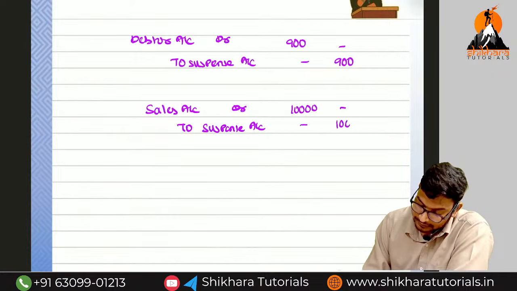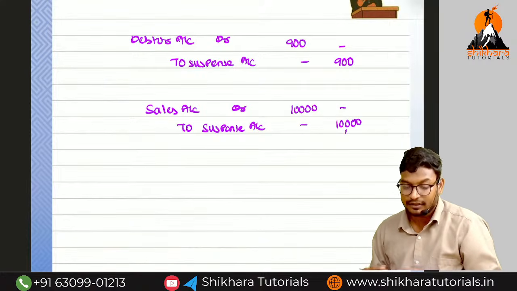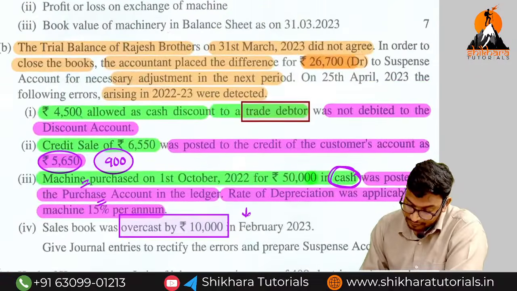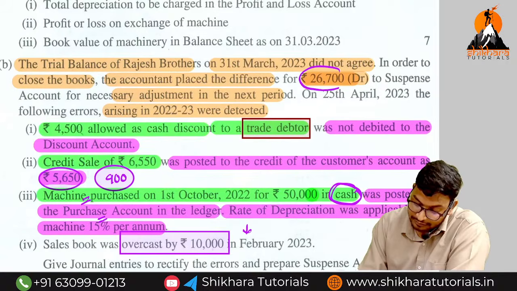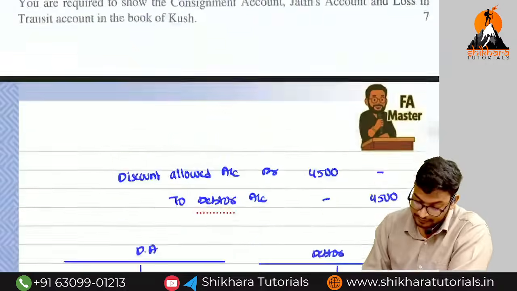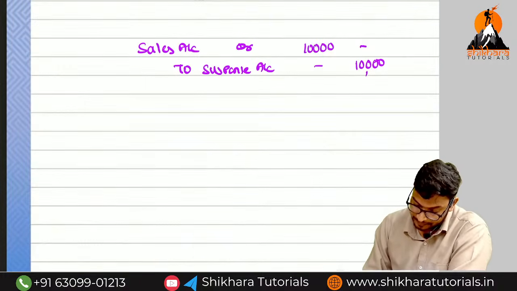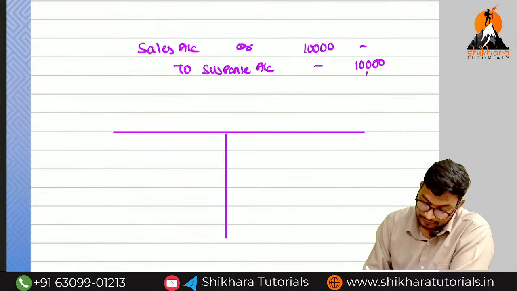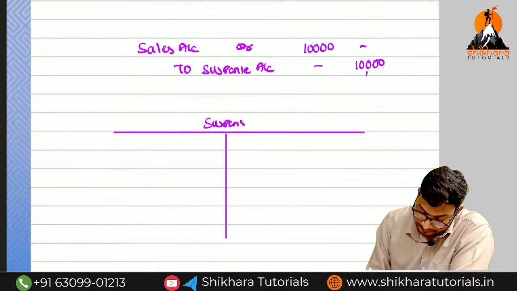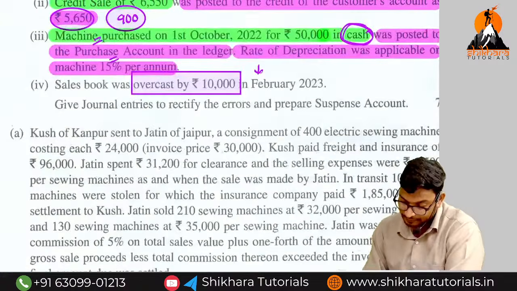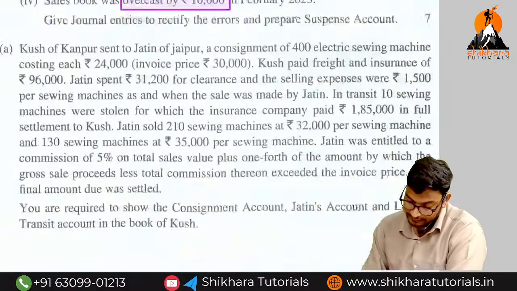Can you prepare the suspense account? Easy. What is the opening balance they have given? Suspense account opening balance is equal to 26,700. Debit means which balance? Debit balance. Are you getting the point? So simple. For the transactions they have given, we have to prepare the suspense account. Suspense account to balance brought down, 26,700.